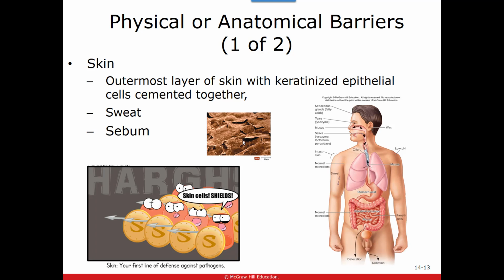Sweat is also related to our skin. Sweat has that flushing effect. As that liquid comes off, some of the microbes come off with it. But your sweat also has salt. Most bacteria don't like salt.